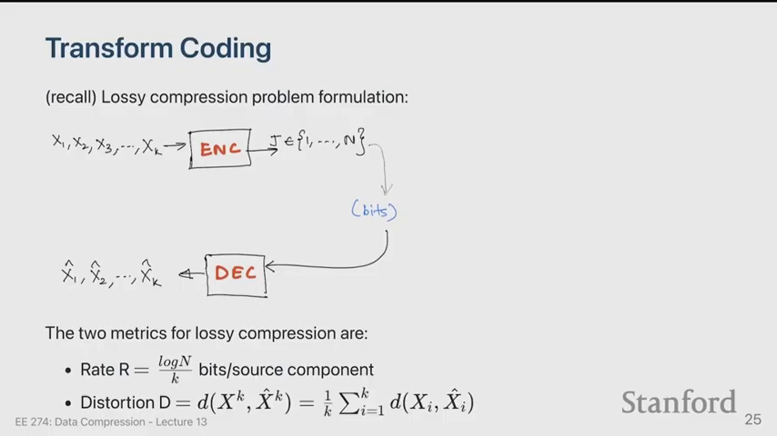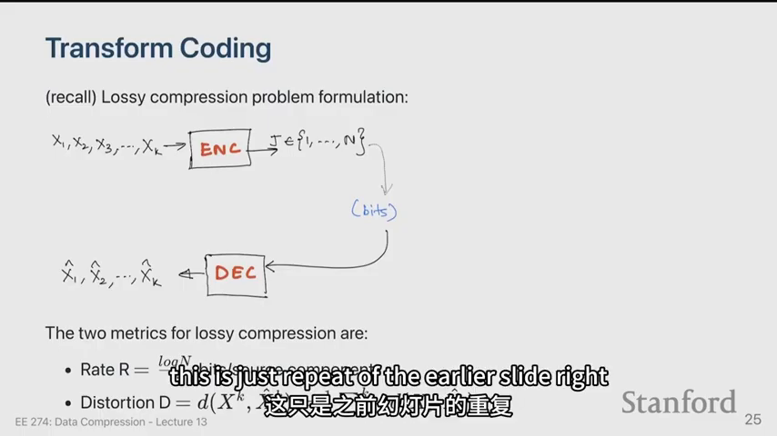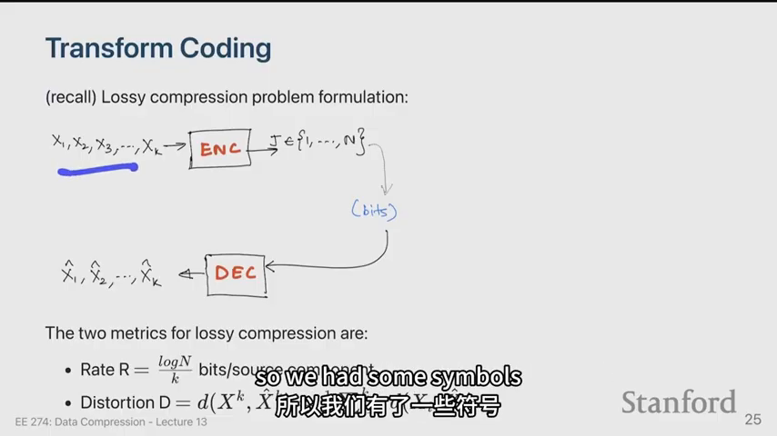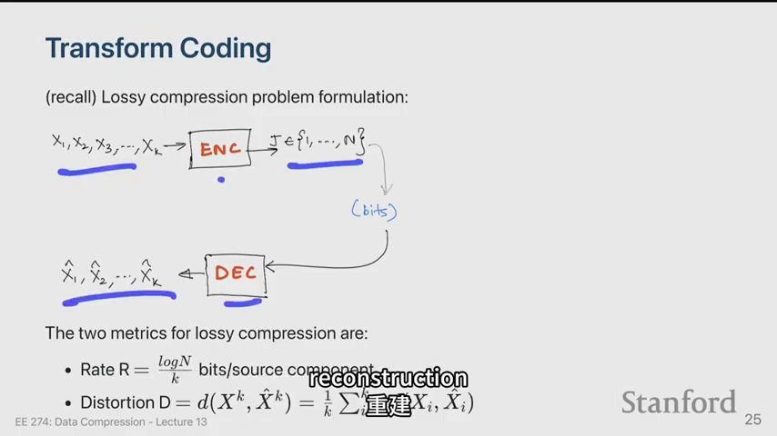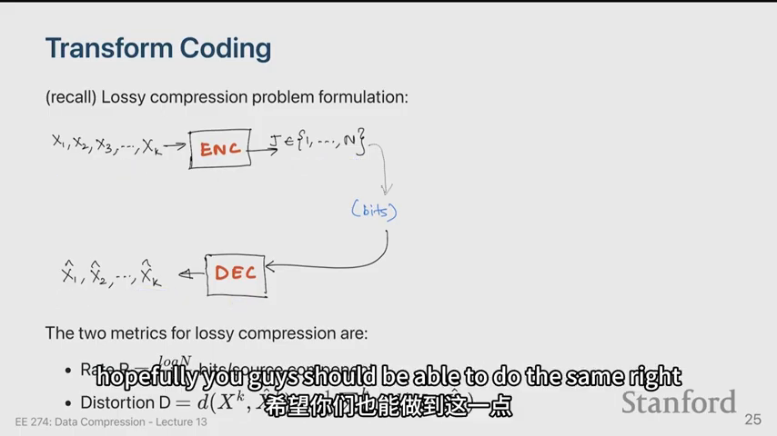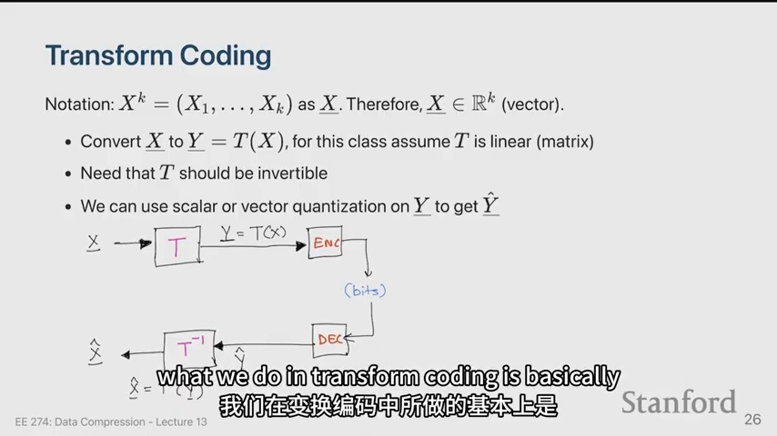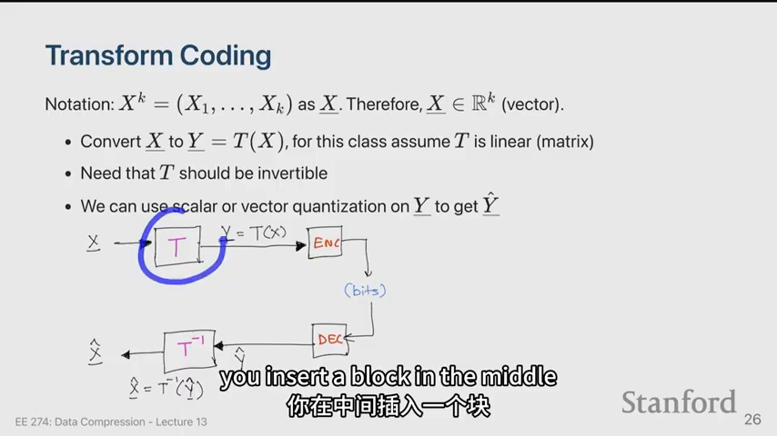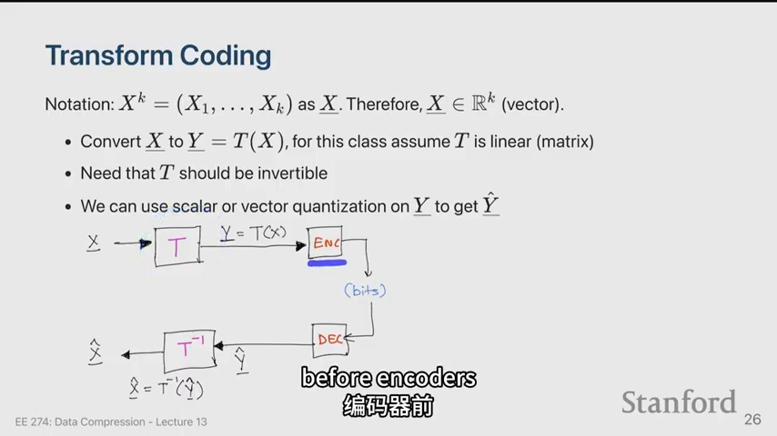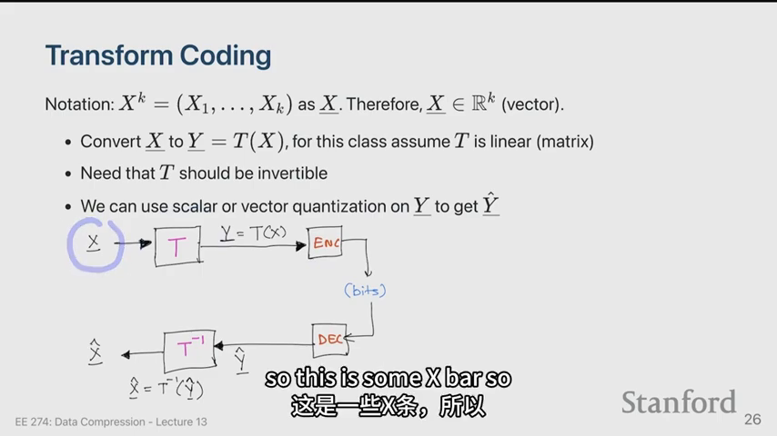Okay. So this is just a repeat of the earlier slide. We had some K symbols, encode, codebook, bits, decode, reconstruction. Now I'm going very fast. Hopefully you should be able to do the same. What we do in transform coding is, let's first look at the diagram. You insert a block in the middle before the encoder. Okay, so this is some X bar.